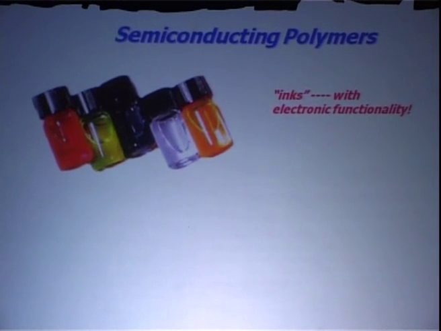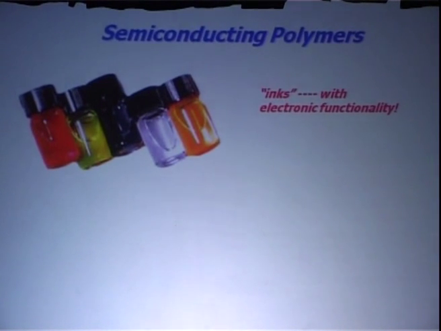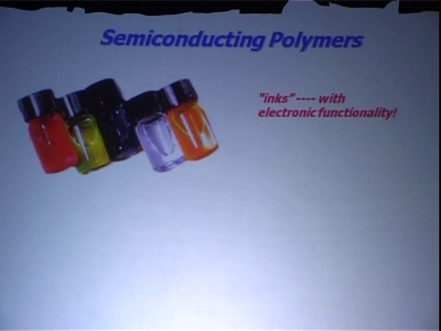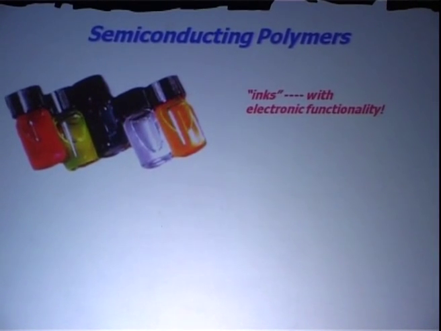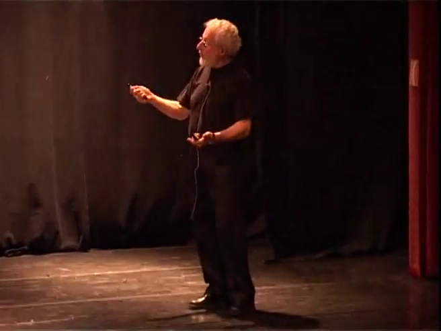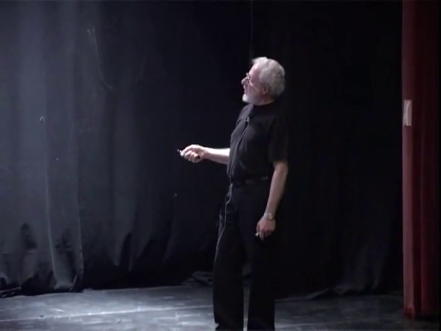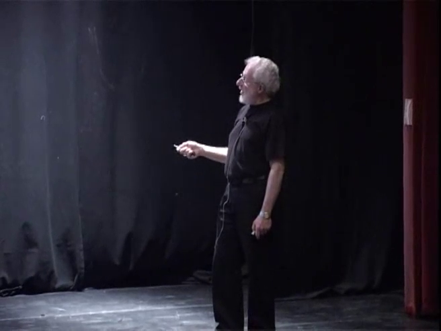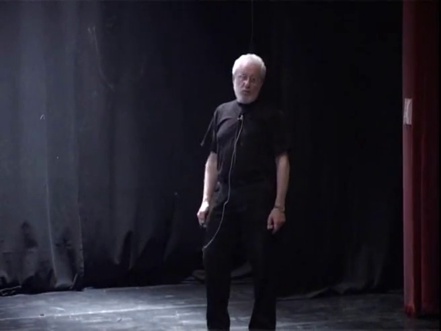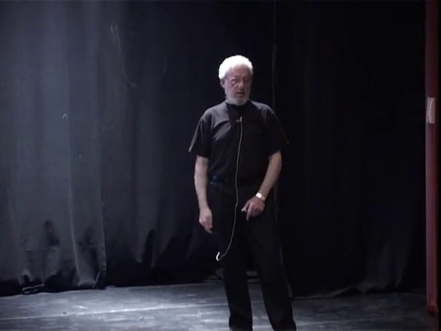Two points. These are dilute solutions at relatively small volume fraction or weight fraction of polymer in a common solvent, organic solvent, or even water. But the important thing is that these are not just colored liquids. They can be viewed as inks, and these inks have electronic functionality. Okay?